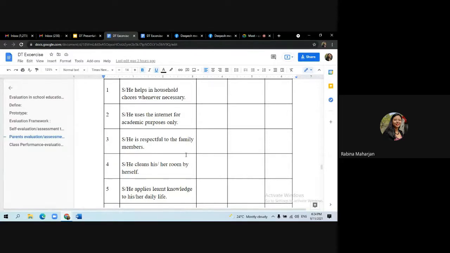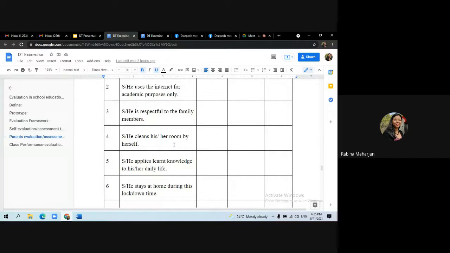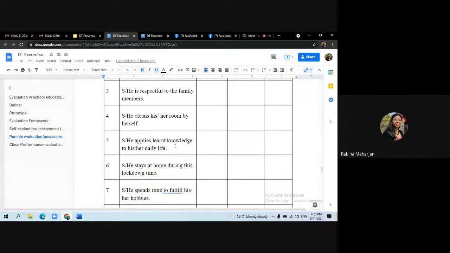Similarly, he or she uses the internet for academic purpose only. The only complaint we have been getting from our parents is that our students are not using our internet for the sake of academic purpose only, but beyond. That's why we have kept this criteria also. On the basis of this also, the student will get the marks. So the next criteria is he or she is respectful to the family members. He or she cleans his or her room by himself or herself. He or she applies learned knowledge in his or her daily lives.